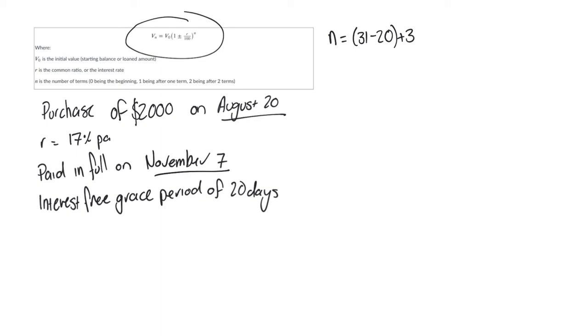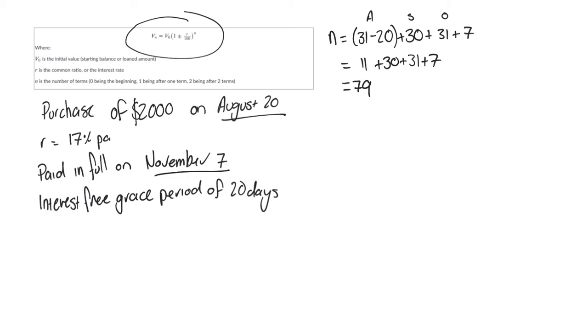Then September has 30 days, so that's August, September. Now we need October. October has 31 days. And then finally, November, but we pay off in full on November 7th. So we're only going to add another 7 days. So we'd have 11 plus 30 plus 31 plus 7, which will give us 79 days.